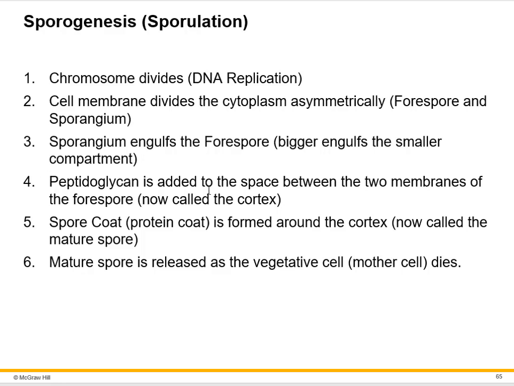So the sporangium engulfs the forespore, the bigger one engulfs the smaller compartment. And then the peptidoglycan is added to the space between the two membranes of the forespore, and it is now called the cortex. Then a spore coat or protein coat is formed around the cortex, and so it's now called the mature spore. And the mature spore is released as the vegetative cell, the mother cell, dies. So those are actually 6 steps.